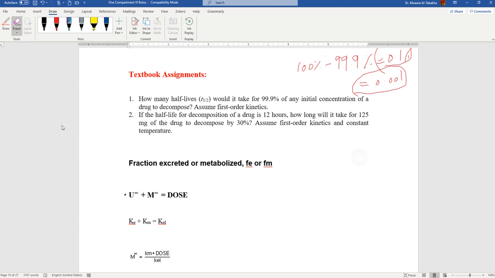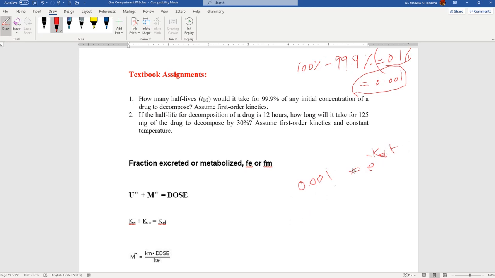You remember when we talked about e to the power of minus KL في T? That is the fraction remaining. So the fraction remaining, e to the power of minus KL في T, is equal to 0.001. طيب, he wants to know how many half-lives قديش راح يمر من half-lives exactly so that most of the drug is eliminated and the remaining is 0.001. So we use this equation.